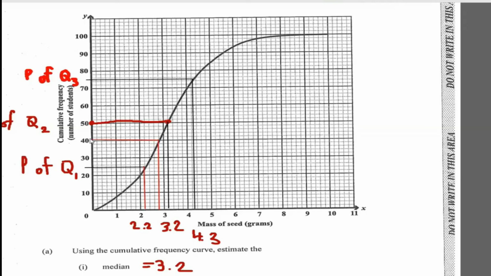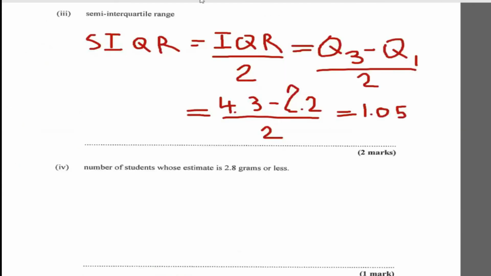And so what that tells us roughly is, let me straighten the line, roughly 40 students, approximately 40 students is 2.8 grams or less, because this is where it is connected to. So approximately 40 students or less go with 2.8 grams. The number of students whose estimate is 2.8 grams or less, that's 40 students.